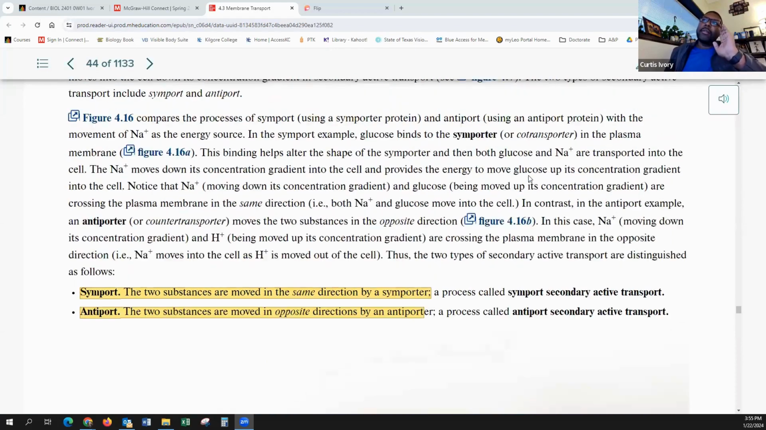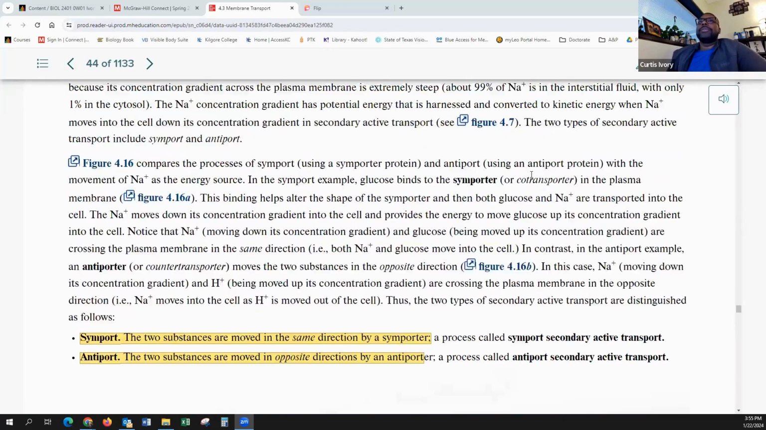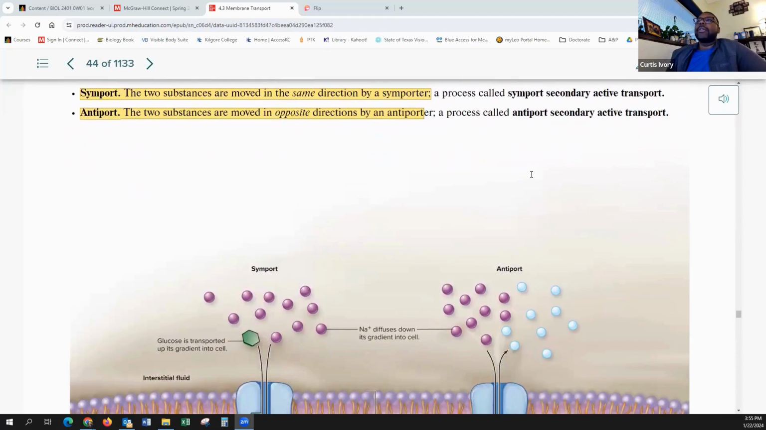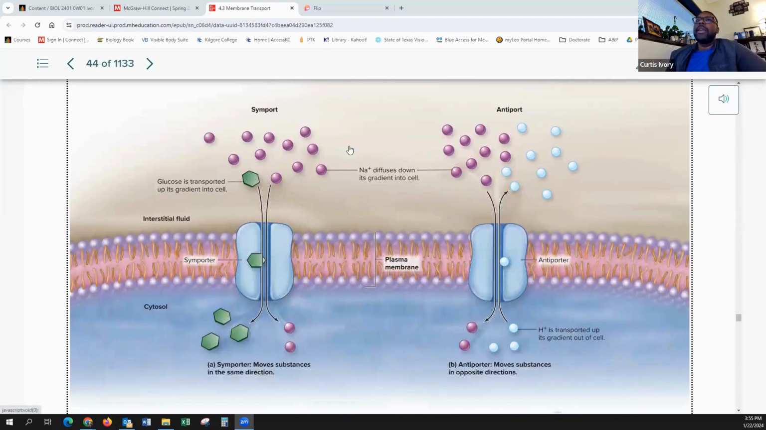So in some forms of movement, you have what's called a symport and an antiport. Symport means that this channel can support the movement of two different things. So here you see glucose being moved in, and this one's also moving sodium in. So this has the capacity to move two things at once, in the same direction.